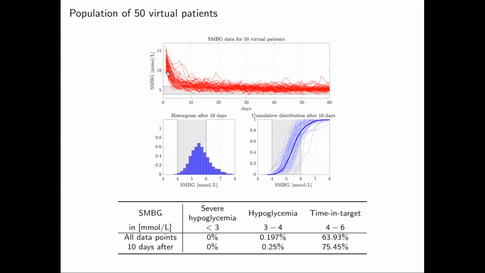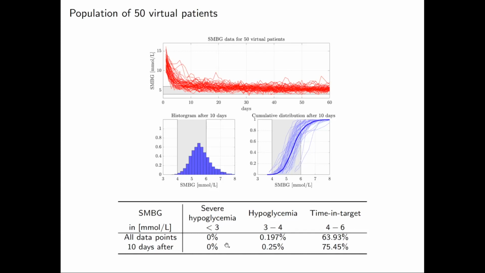From this plot, we can see that the self-measured blood glucose for all the 50 patients are successfully brought to the target zone within around 2 weeks from the start of insulin titration. The histogram shows that 75.45% of the SMBG measurements recorded in all the 50 patients were within the target range of between 4 and 6 millimoles per liter after 10 days from the start of insulin titration. More than the convergence time, safety of the dose guidance is of primary importance, where we want to avoid any hypoglycemic events. And we can see for this population of 50 virtual patients, no severe hypoglycemic events occurred using our proposed algorithm.